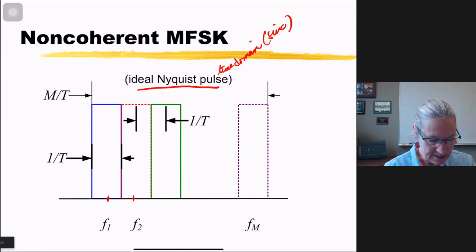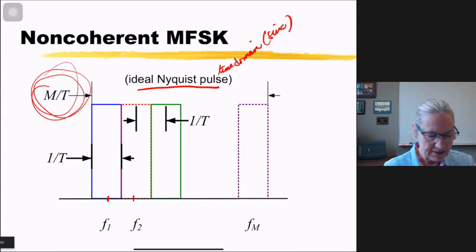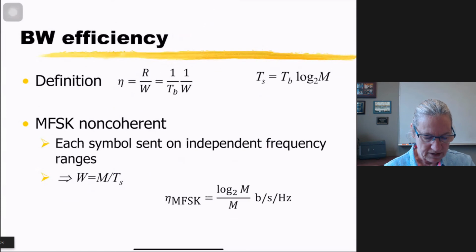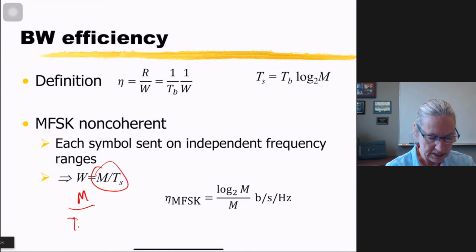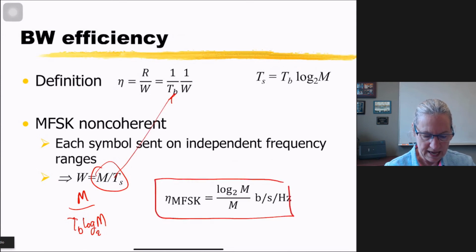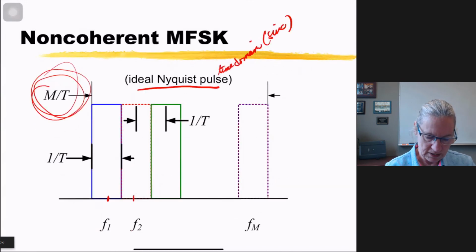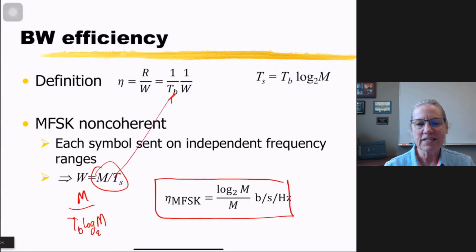So that makes perfect sense. And now we look at the total occupied bandwidth. In this case it is M over T. So now I can use this in my equation for the spectral efficiency. In this case, I have M over TS, and of course I replace that by M over TB log 2M, and I substitute this into this equation, and I get that the efficiency of MFSK is just log 2M divided by M bits per second per hertz. Of course, the difference is this factor of 2, as we suspected before, that we have twice the spectral efficiency if we use coherent detection.